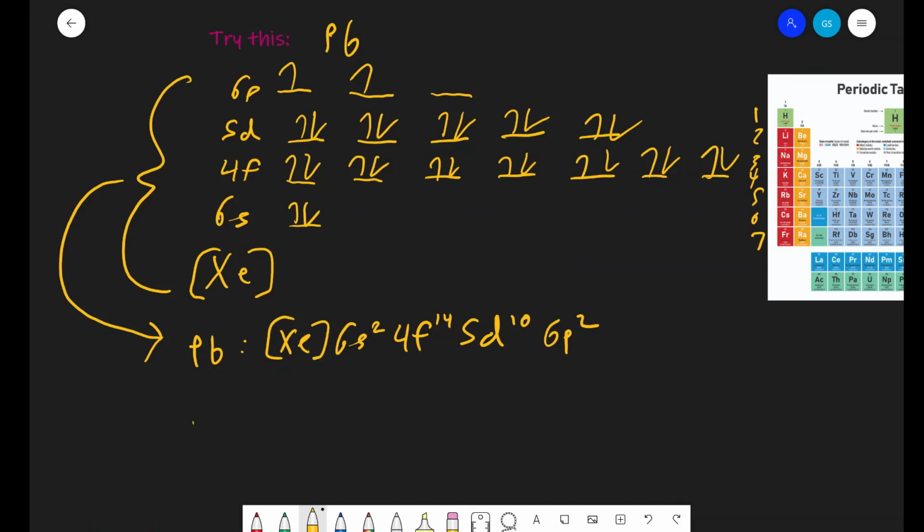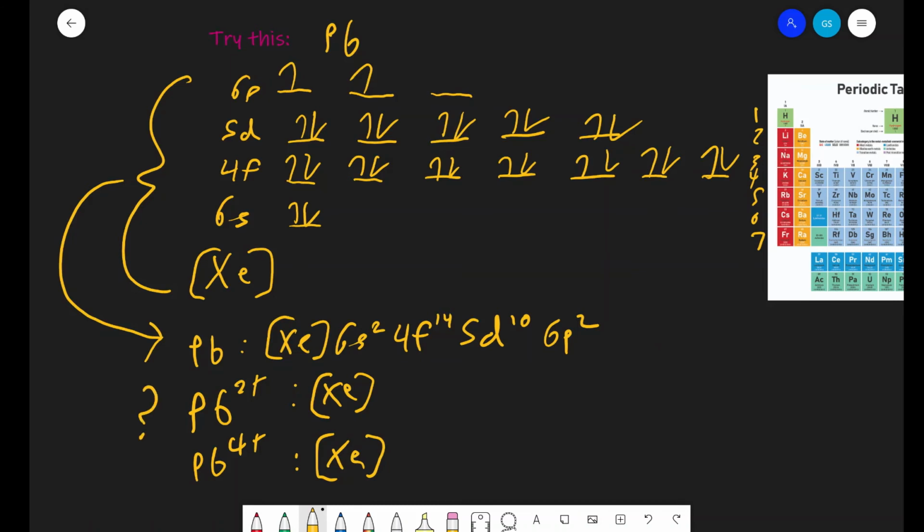Now lead is a multivalent atom, so it can have 2+ or it can have 4+. So what would the electron configuration look like? This one's a little bit of a trickier one. So pause the video and see if you can tell me what it would look like for lead 2+.